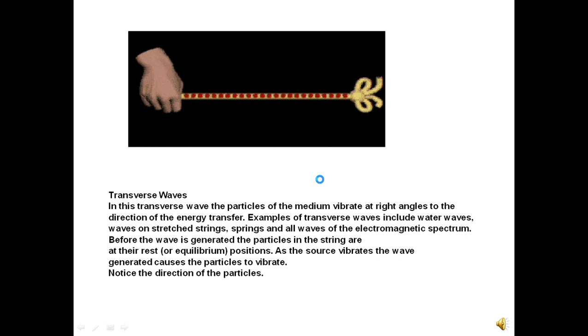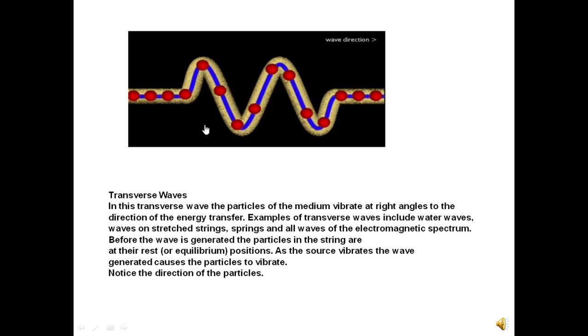So here we have another example, a wave in a string. The hand moves up and down. The particles of the medium move up and down. And the energy travels, in this case again, from left to right.